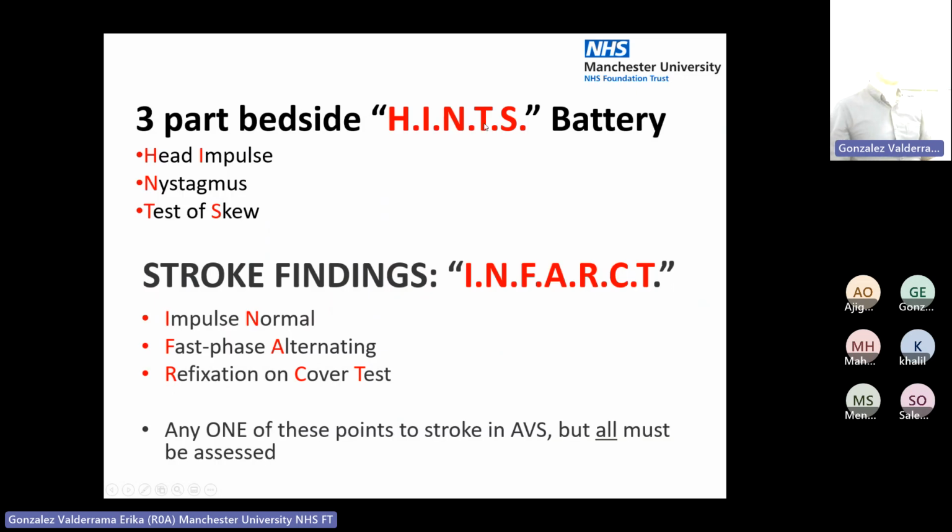So the HINTS mnemonic: head impulse, nystagmus, and test of skew. That's what HINTS stands for. If you get any one of these, that points to a stroke. So if the impulse is normal, if the fast phase is alternating, or if there's a refixation on cover test, that points to a stroke.